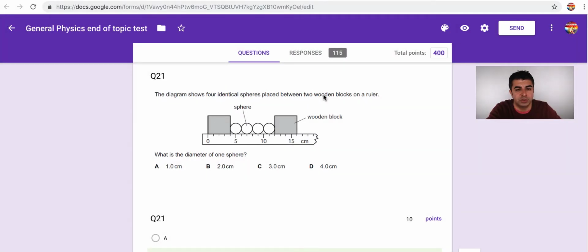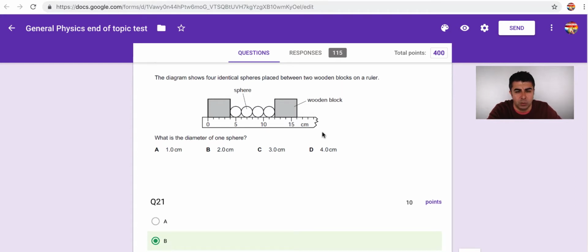Let's look at question 21. The diagram shows 4 identical spheres placed between 2 wooden blocks on a ruler. What is the diameter of one sphere? Well, here we actually have 4 spheres, and I hope you can see that it starts from 4 centimeters and finishes at 12 centimeters.